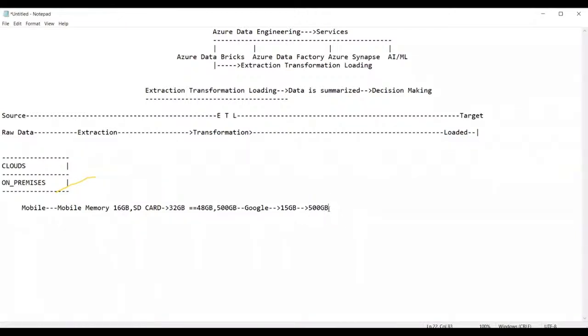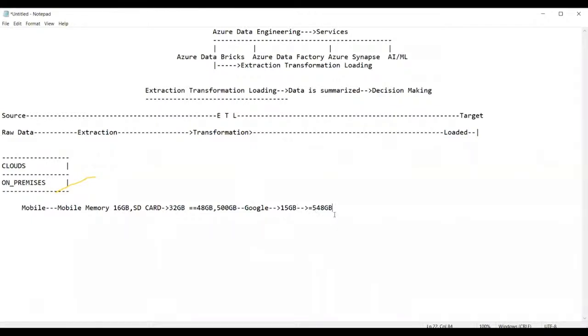Now, guys, I bought it. Everything is done now. Totally, what is the amount of memory I have? 548 GB memory. That means 48 GB in my mobile phone and 500 GB on my Google Drive.